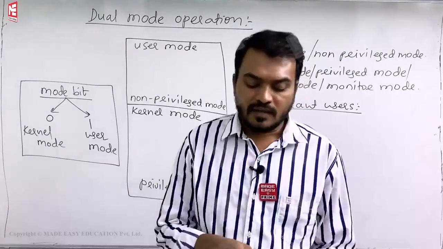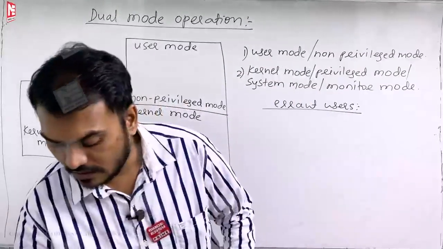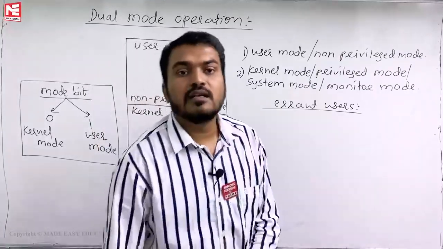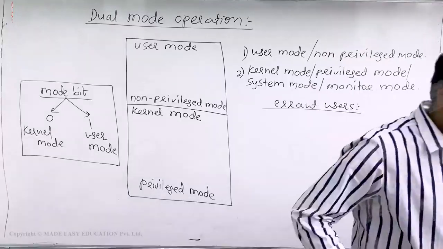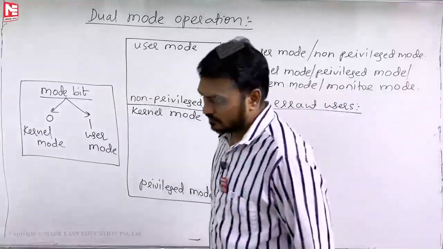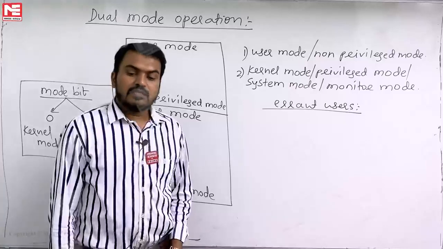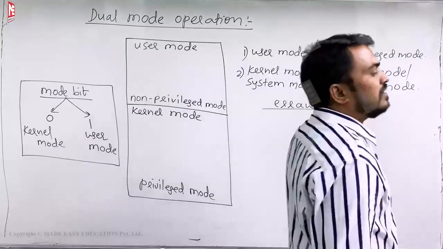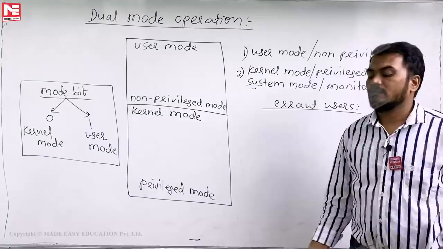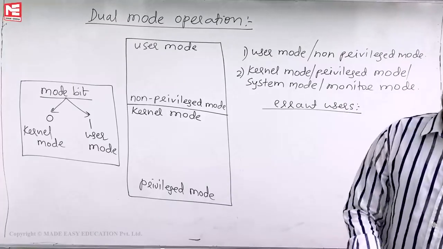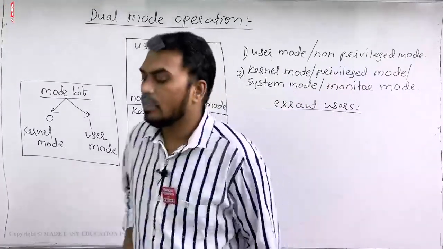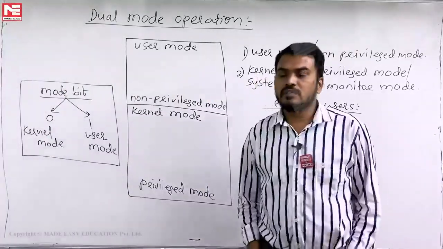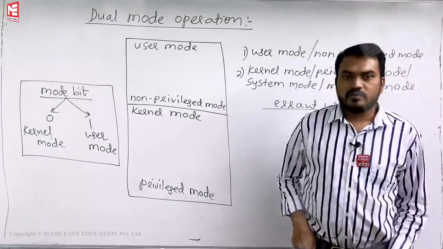Note down. Next point. The privileged instructions are executed in the kernel mode, and the non-privileged instructions are executed in the user mode. Okay, full stop.